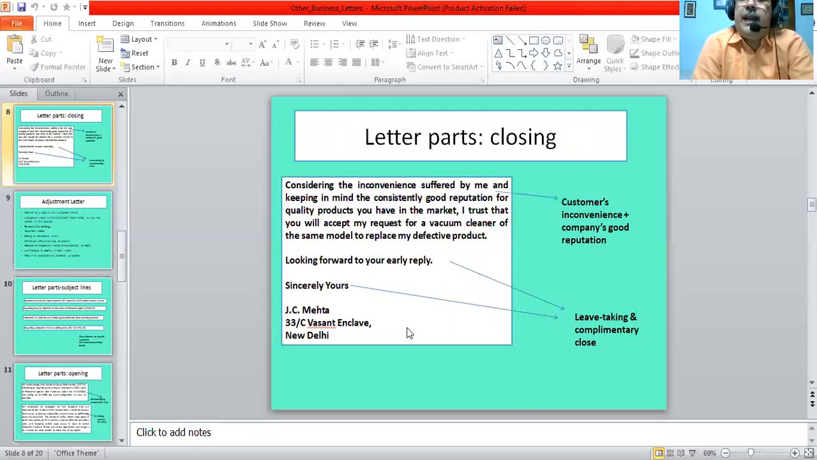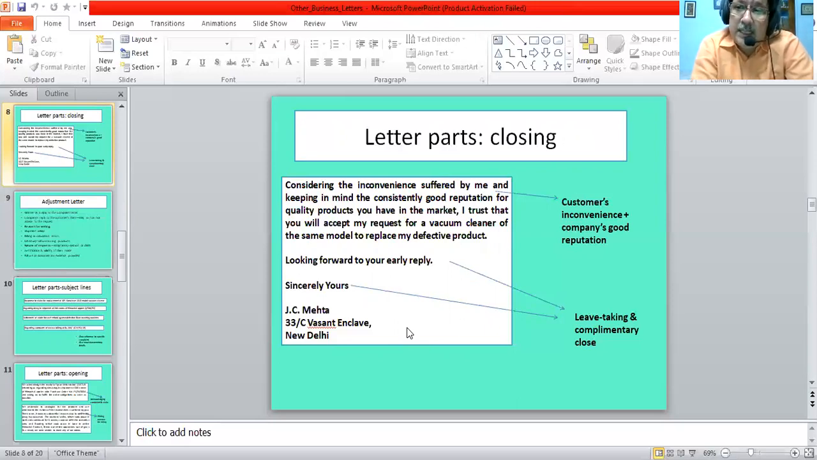So we have in the claim letter or the complaint letter, the customer's complaint regarding the unsatisfactory nature of the goods or services which have been purchased or hired. Specifics of these complaints are given, more details are given, and what follow-up action is required by the company, that is also stipulated by the customer in the complaint letter.